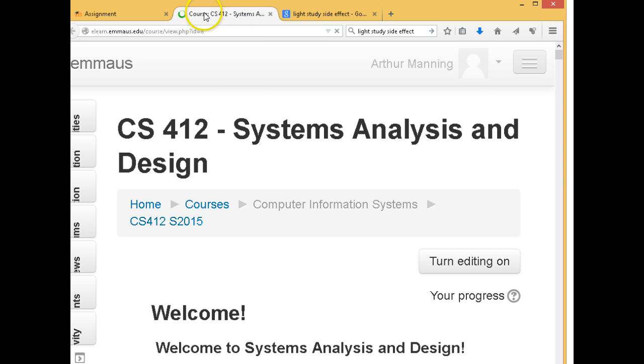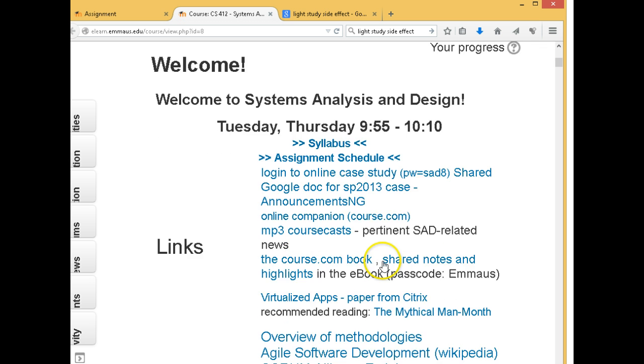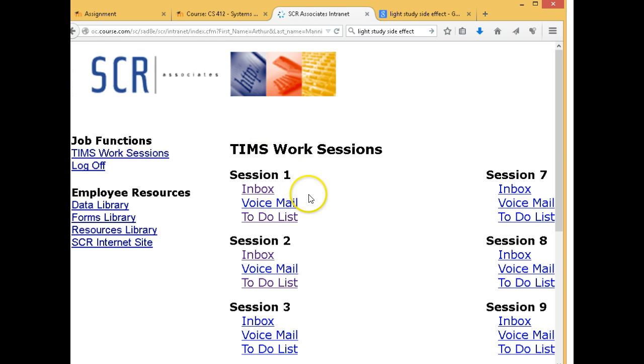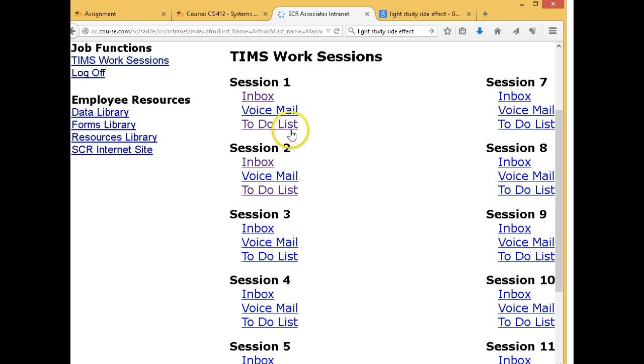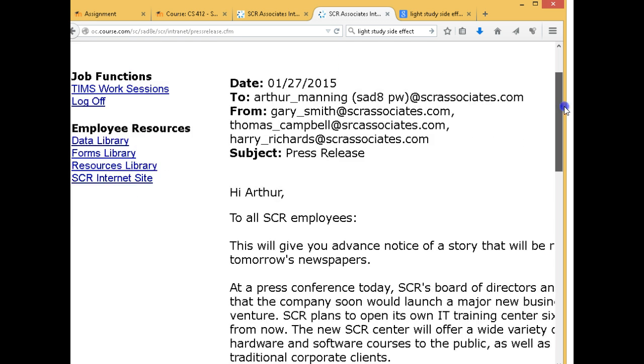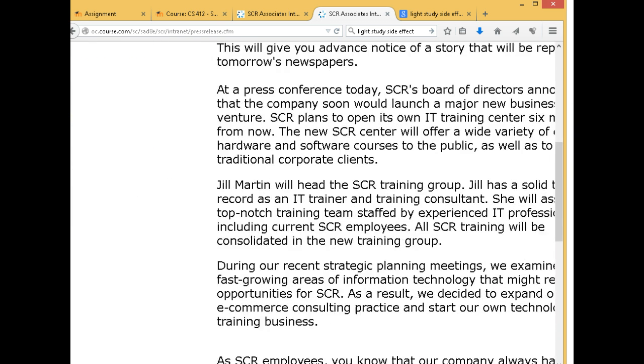So I come back to the press release that's up in the online case study. SAD8 for a password. That's for anyone watching the video there. So that's the SAD8 password. Logging in. And the press release was in session 1, wasn't it? Or what? No, it was in section 2. In the inbox, I think. There's the press release. And I think the press release helps us lay out what the scope is.